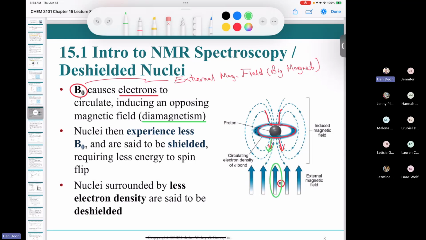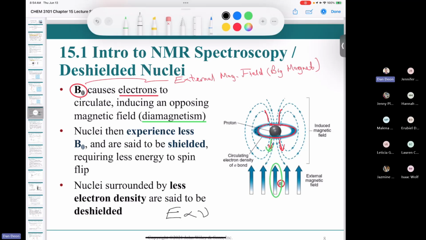Now, what's the consequence of all that? Again, if they're shielded, it requires less energy to spin flip. And we know that energy is directly proportional to frequency. So that means that nuclei that are in different electronic environments are going to absorb different frequencies of electromagnetic radiation, and we can plot that. That's what an NMR spectrum is. So nuclei surrounded by less electron density are de-shielded. If you have a lot of electron density around your nucleus, it's shielded. If you have less electron density around your nucleus, it is de-shielded.